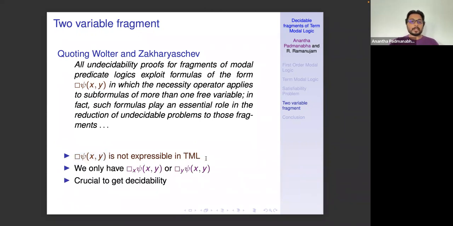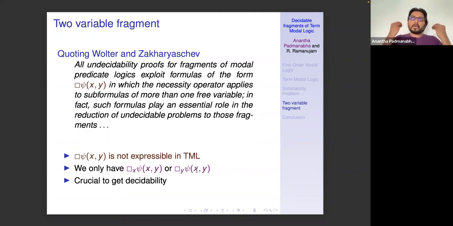Because we are in a two variable setting, this box should also have some modality associated with it, some index. So we can only have either box x psi or box y psi. In general, box is not allowed if you have only two variables, right? And this is one of the crucial ideas to get decidability.